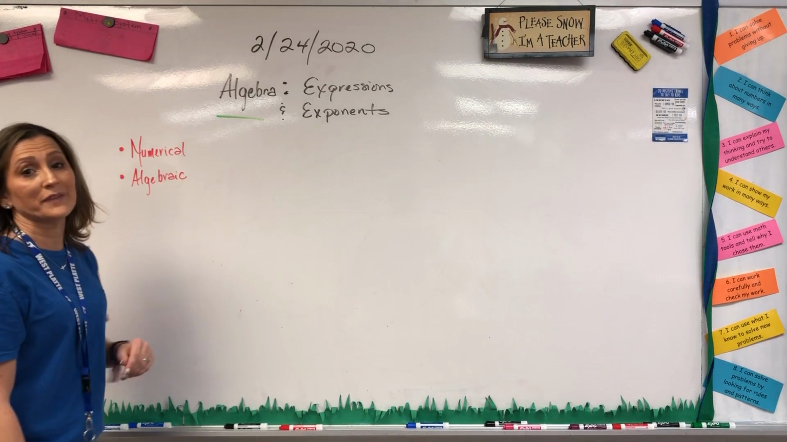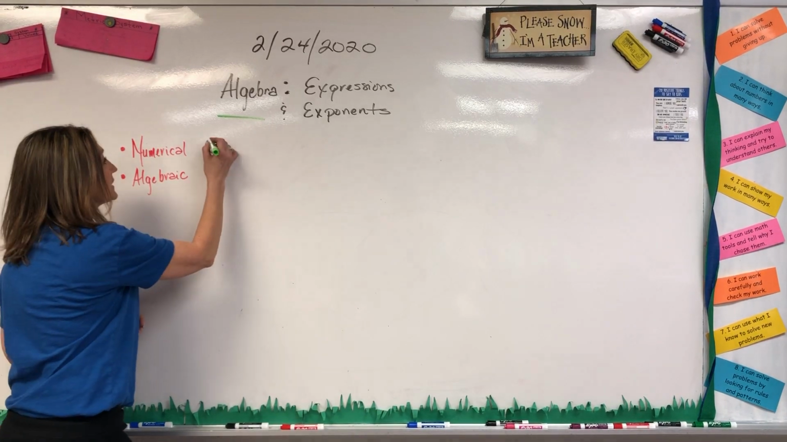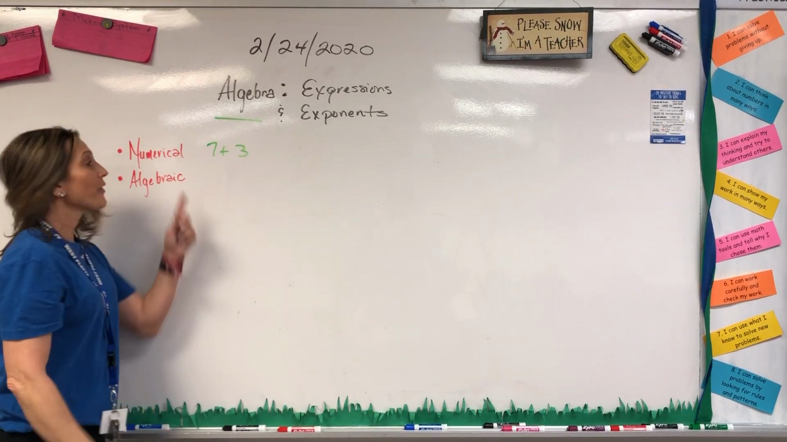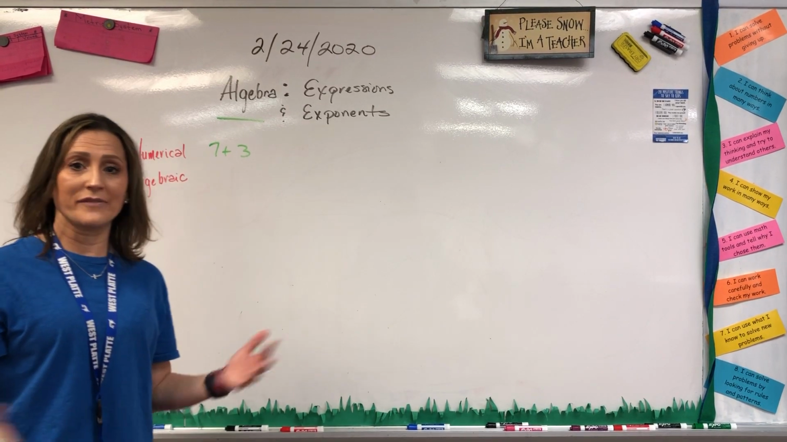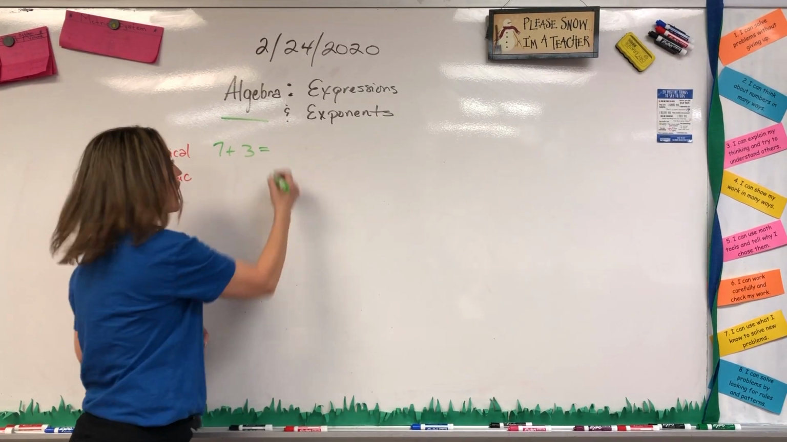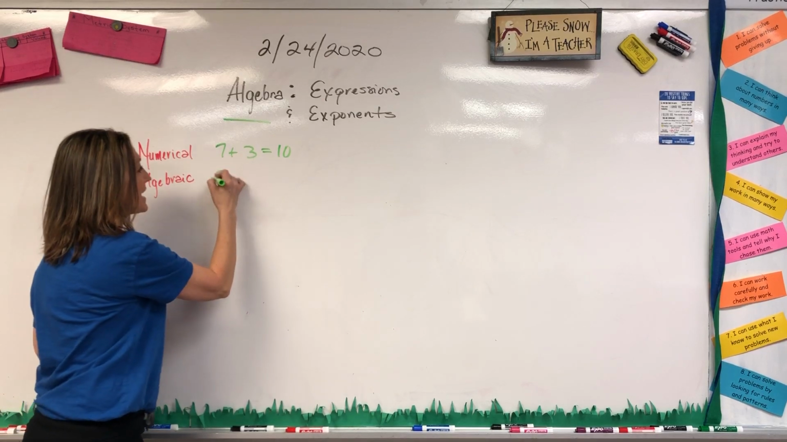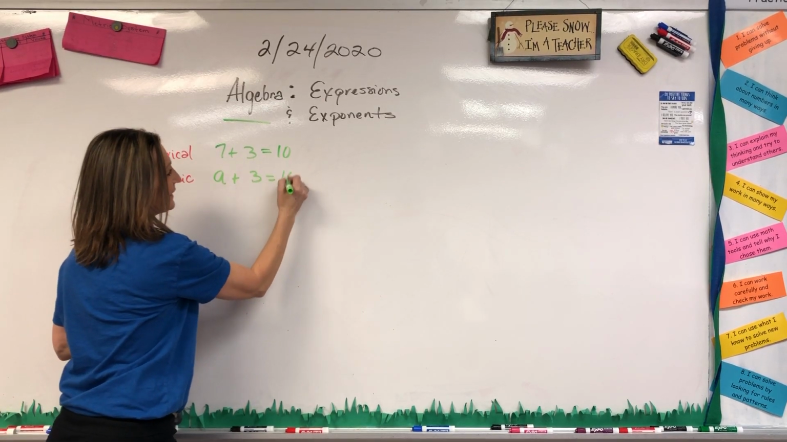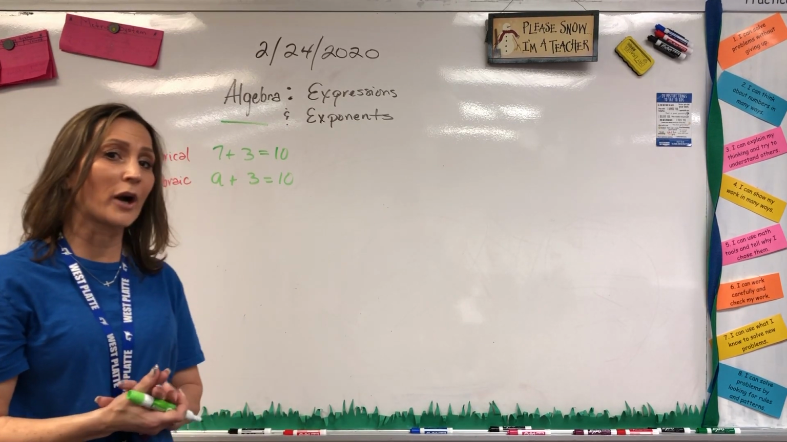There are 2 types of expressions right now. This is what your students have been used to most of their life: 7 plus 3. That's a numerical expression, which means it only uses numbers. They know they need to solve it and say it's 10. Once we start doing this, then they have to start figuring out what that letter is and what it represents numerically.